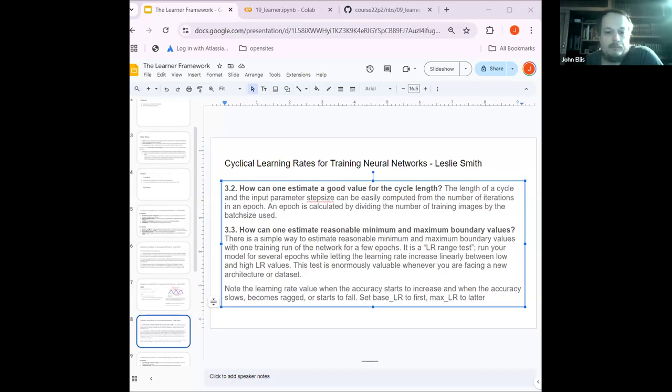Where it starts to improve, that would be your lower bound. That's what you ultimately set as your base LR. And where that other point is, where it starts to flatten or decline, is what you would set as your maximum bound.